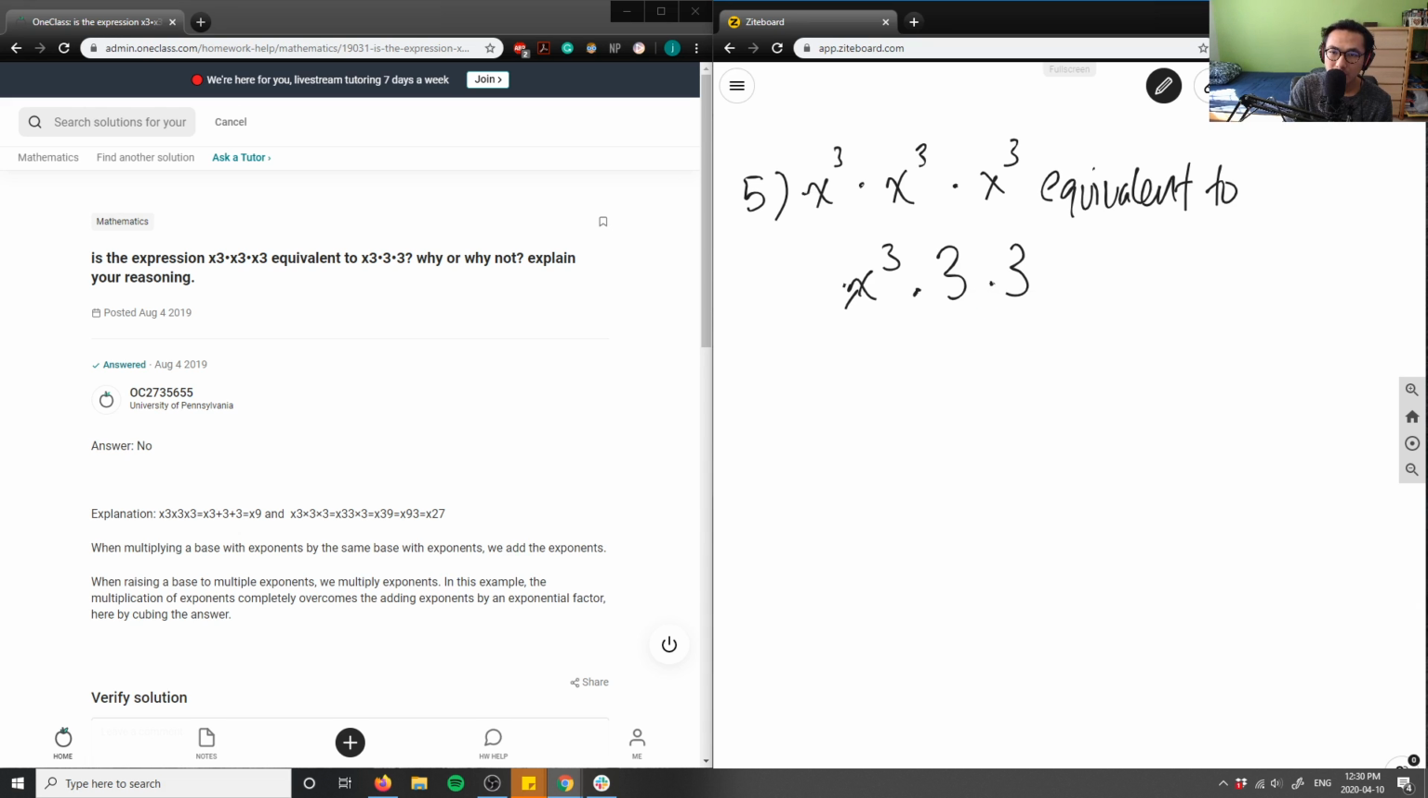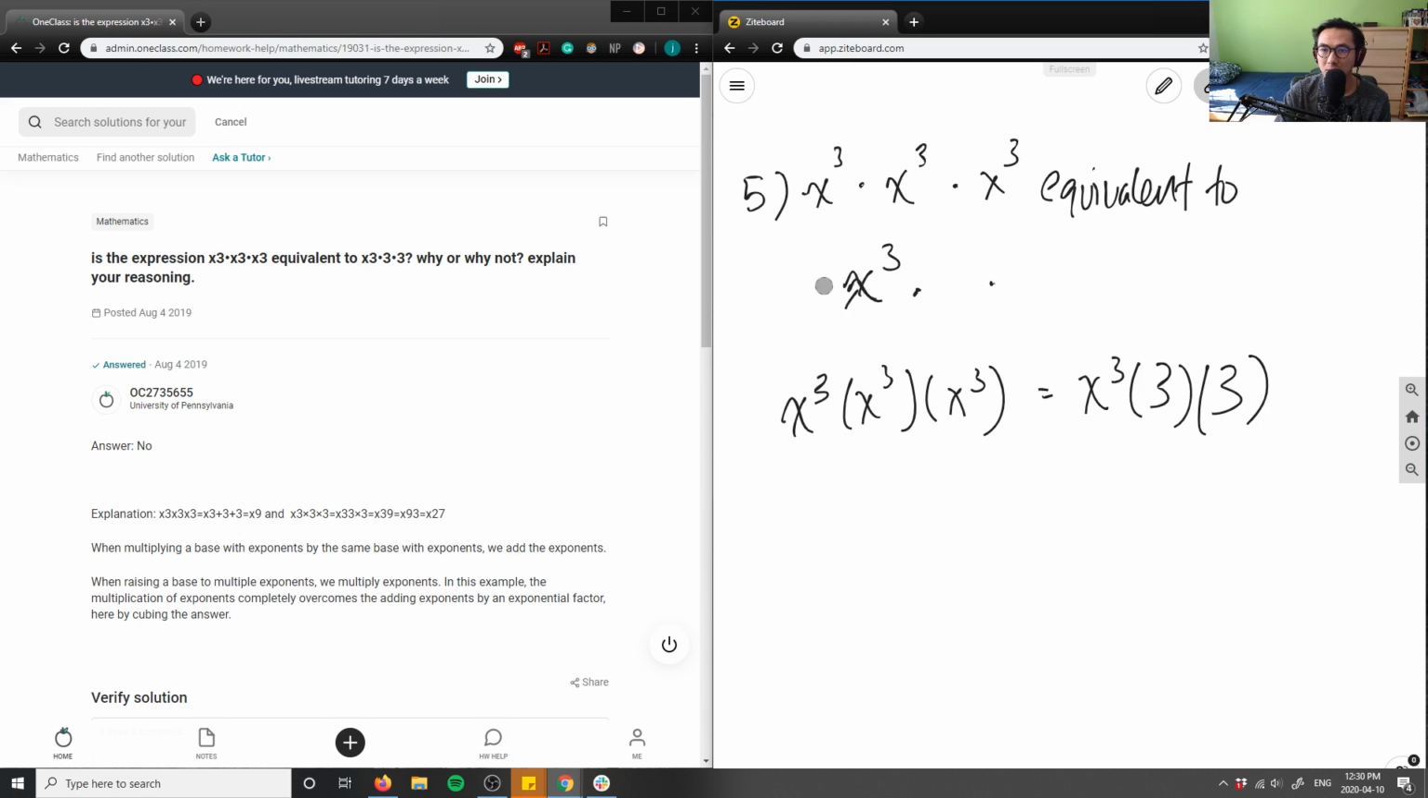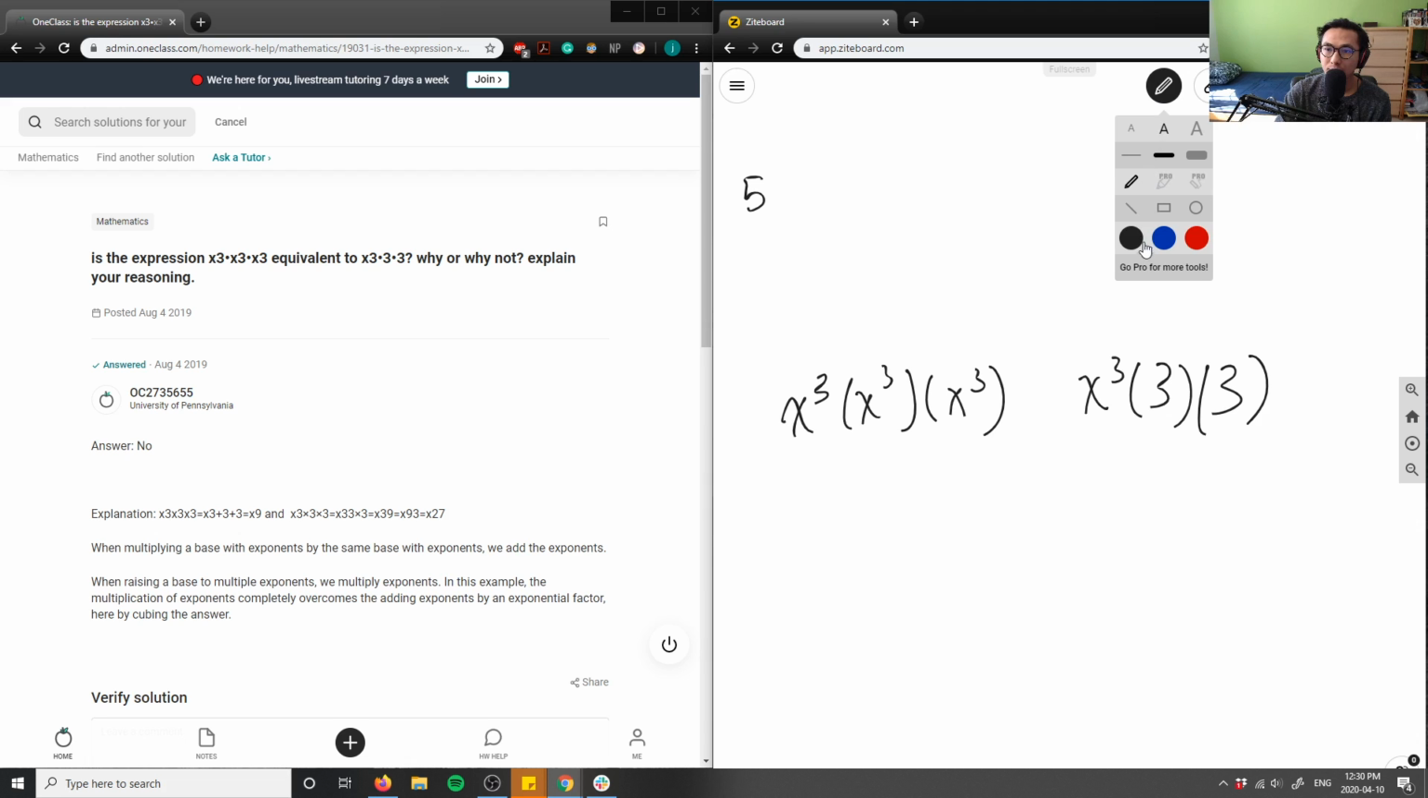Okay, so it's asking, does this equal this, right? So does x cubed times x cubed times x cubed equal x cubed times 3 times 3? I'm going to rewrite this question because it looks really messy. So it's asking, are these expressions equivalent to each other? I wrote here, equals.